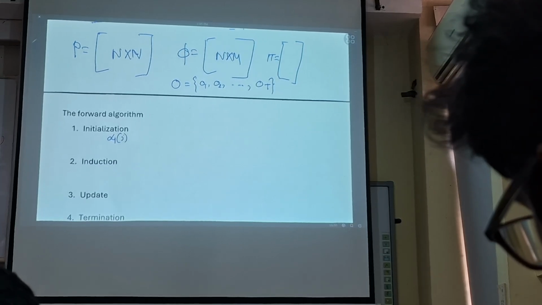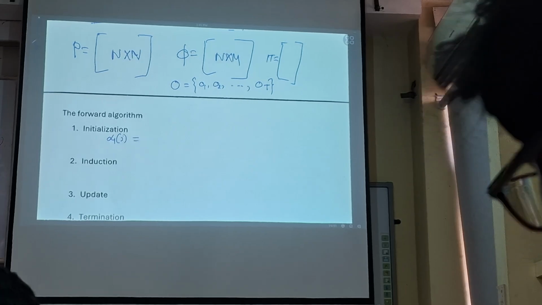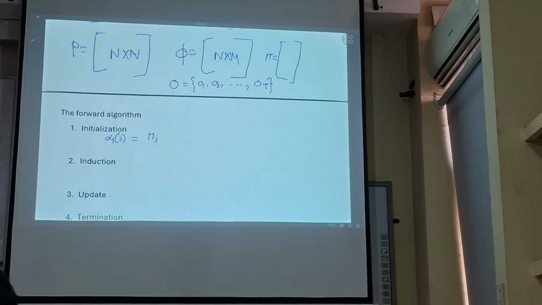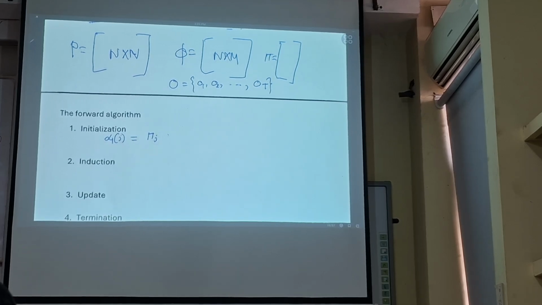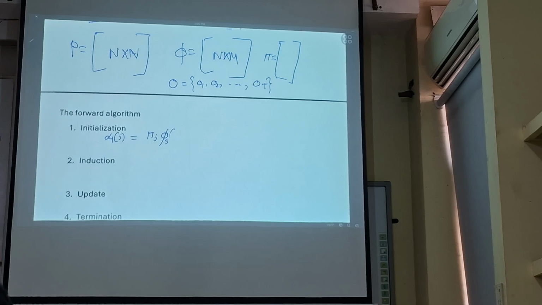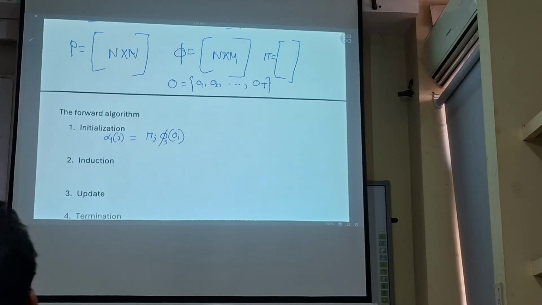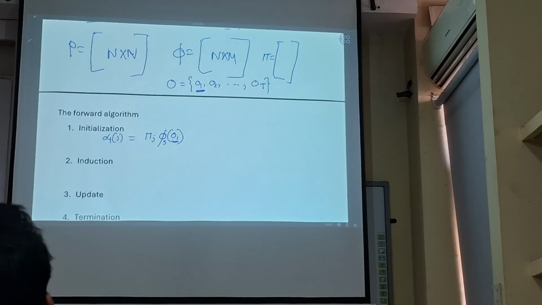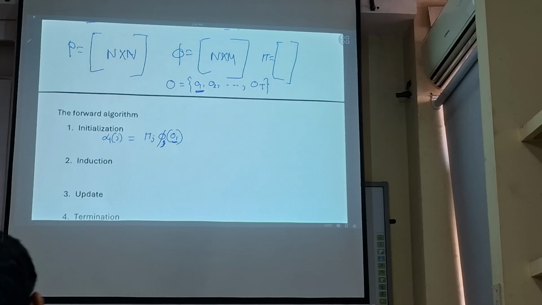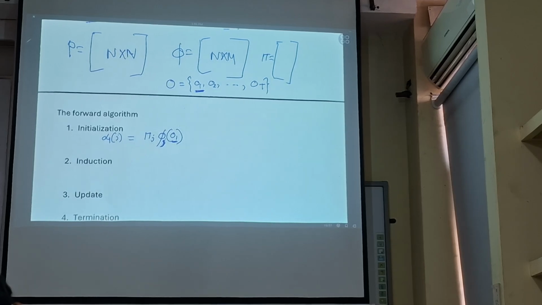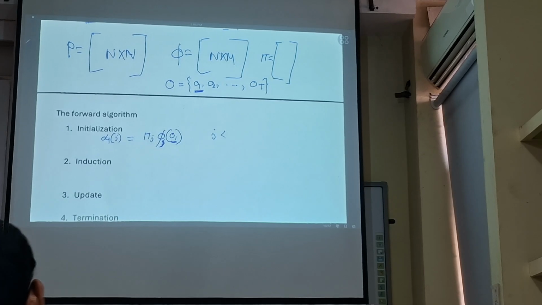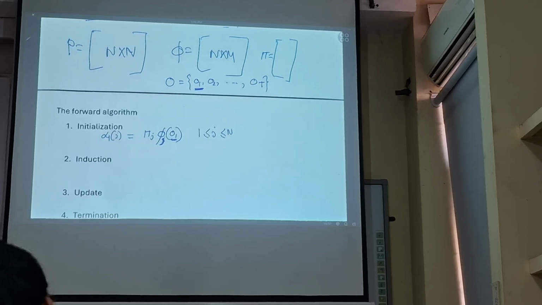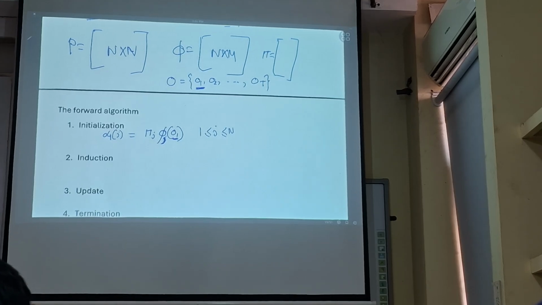Alpha 1 j is equal to pi j, right? Pi j and the probability that the symbol O1 is observed in this state J. This is the initialization, and you need to initialize it for all states J. If there are 3 states, then what are the induction steps?